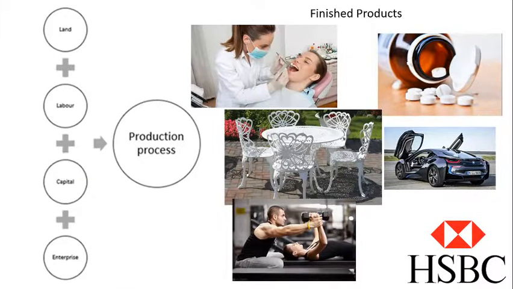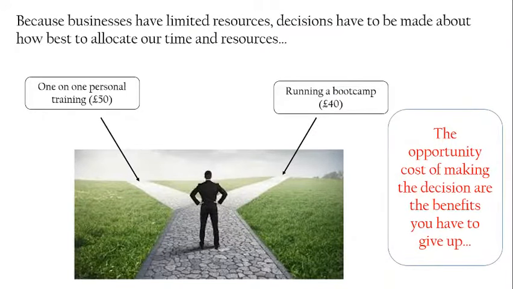However, every organisation is limited in these factors of production, either because they don't have enough financial resources to purchase more. Well, that's usually the limiting factor. But because businesses have these limited resources, they don't have enough finance available to purchase as many as they like. Decisions have to be made about how best to allocate our time and resources. And this leads to what we call an opportunity cost.